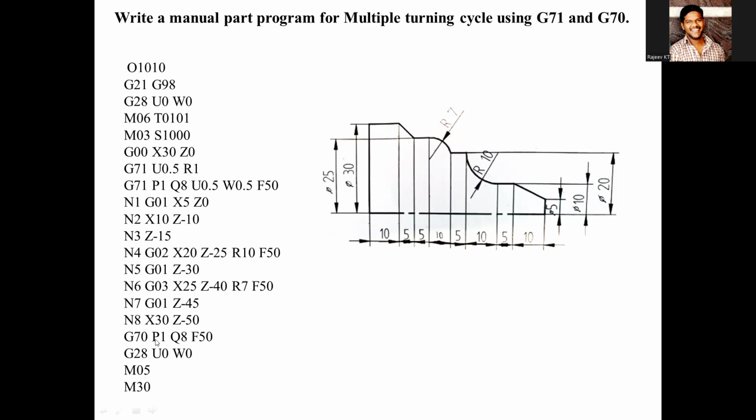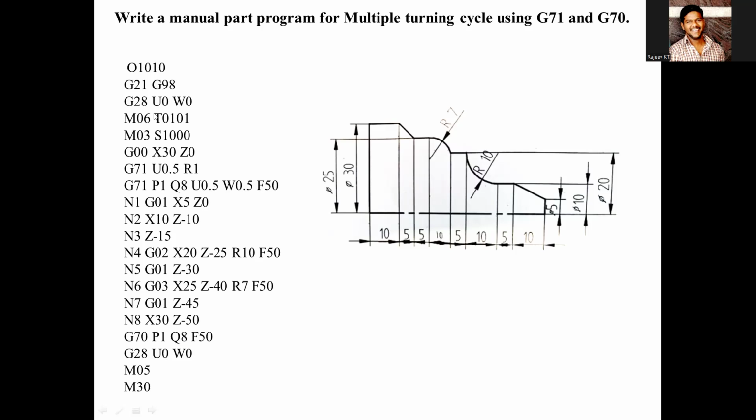G70, once again with sequence numbers P and Q: P1 to Q8. Here I have taken absolute values of 0, 0, so no material will be left. This is the material left from the rough cycle, and for finishing I am removing this material in the X and Z directions. That's why G70, P1, Q8, at a feed rate of 50. After finishing, it will go to the home position, and using this command, spindle stop and program end.